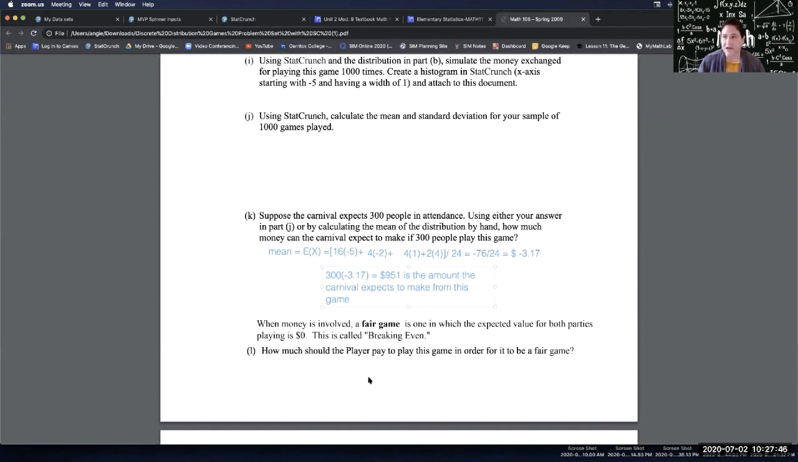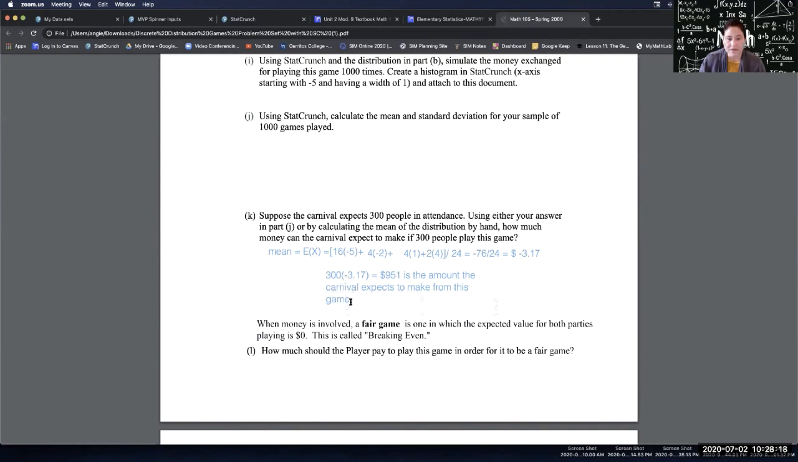And then the last concept is the idea of breaking even. When money is involved, a fair game is one in which the expected value for both parties playing is $0. So this is called breaking even. How much should the player pay to play this game? So right now, when the player comes up, how much are they paying? $5.